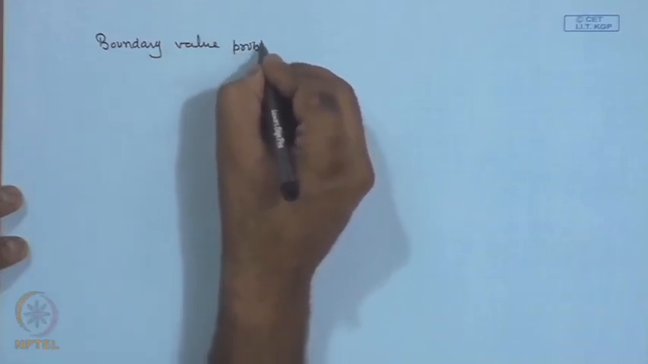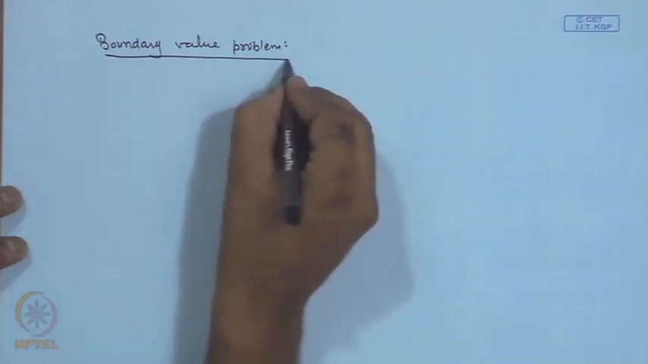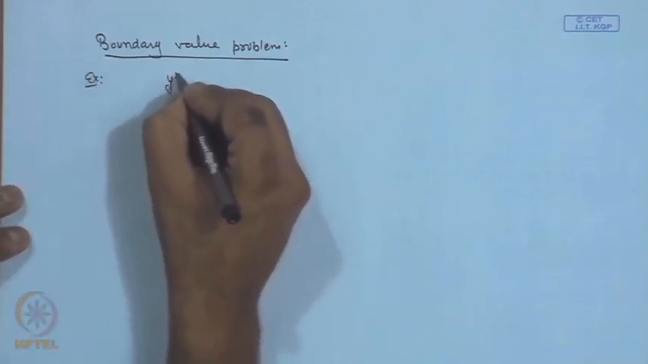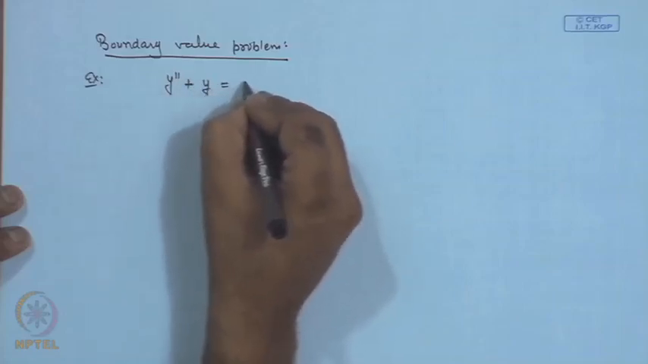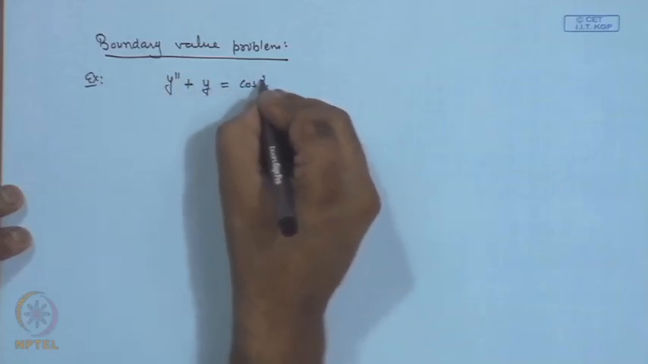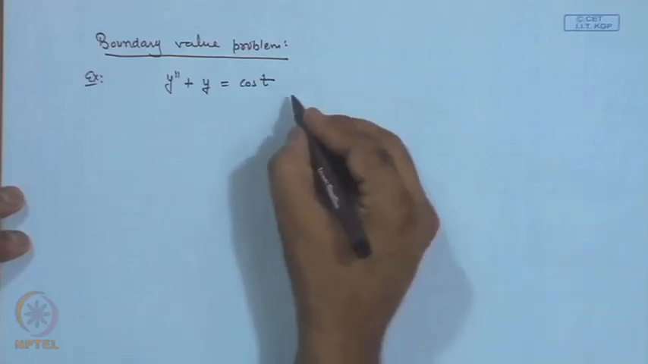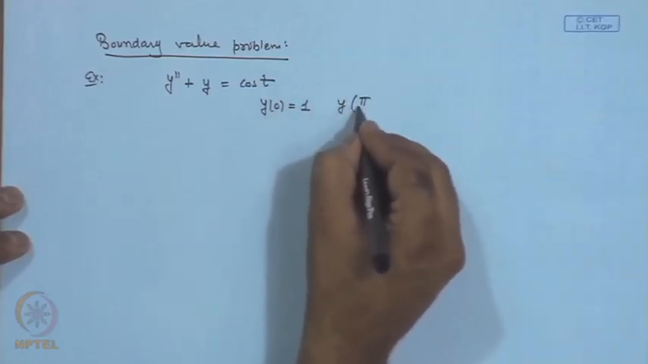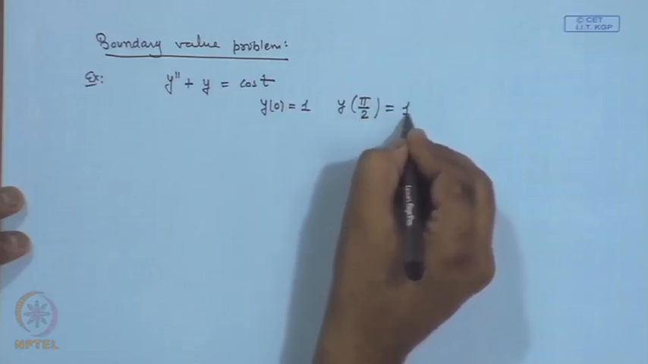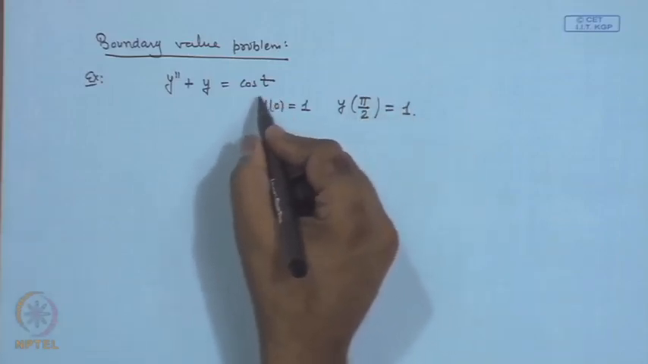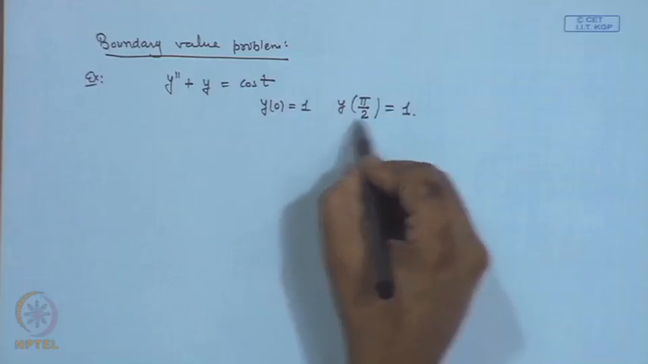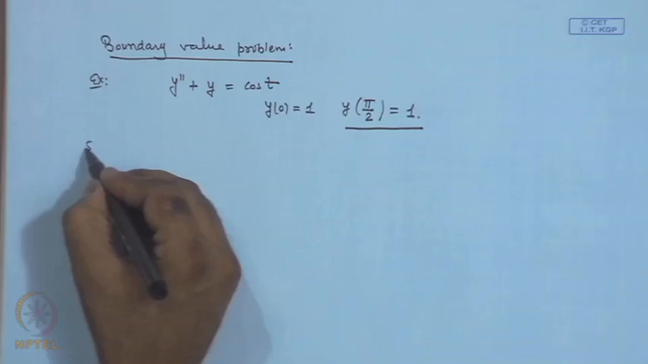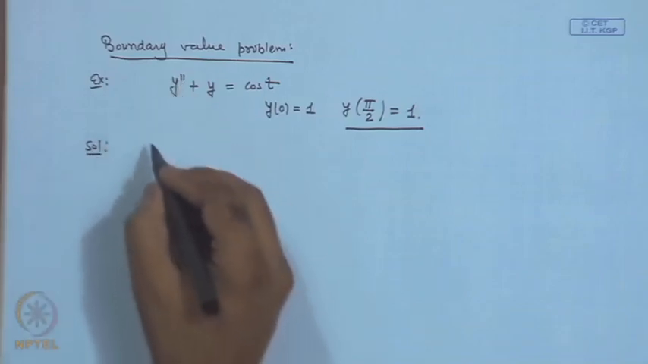Value problem. In this case we have y double prime plus y is equal to cos t, and the conditions given are y(0) is 1 and y at pi by 2 is 1. So, we do not have information of the first derivative at 0, instead of that we have y at pi by 2 is 1. The procedure is the same, we take the Laplace transform here.